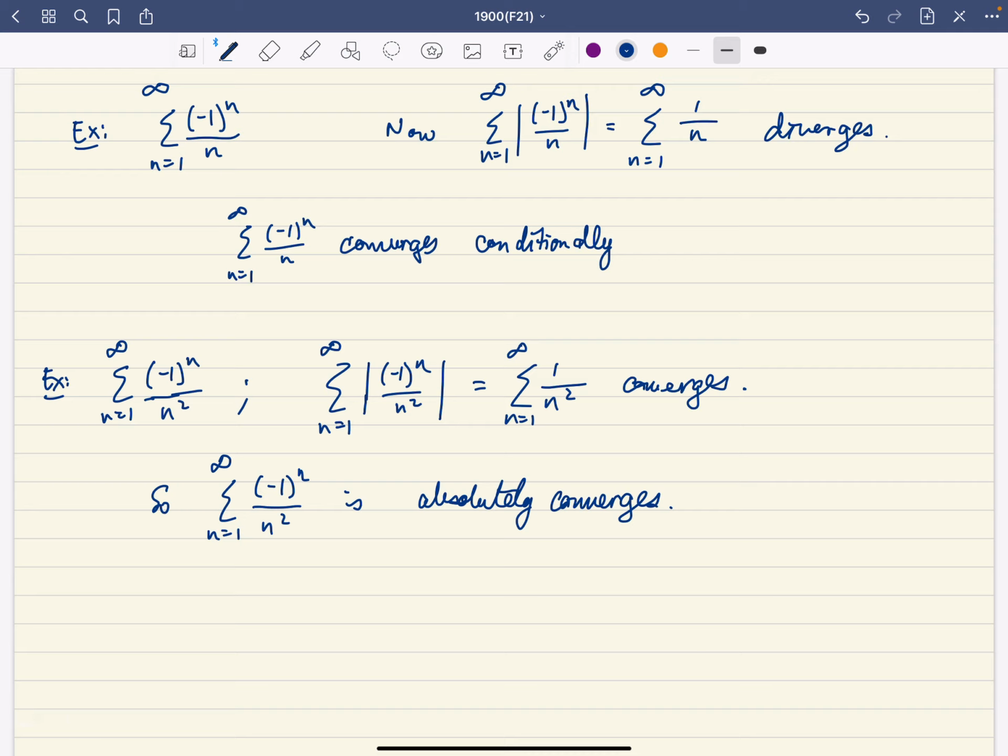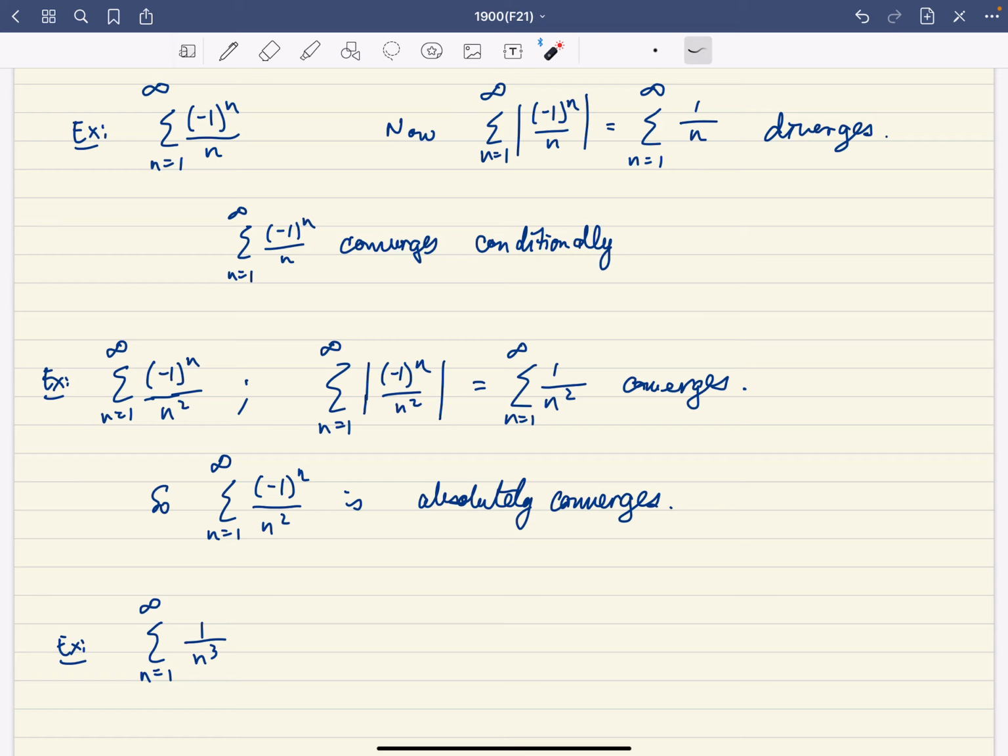Notice, just to point this out, that if I have 1 over n cubed as n goes from 1 to infinity, this is a sum of positive terms. Therefore, if I were to put in absolute value signs, I would just get back the original series.